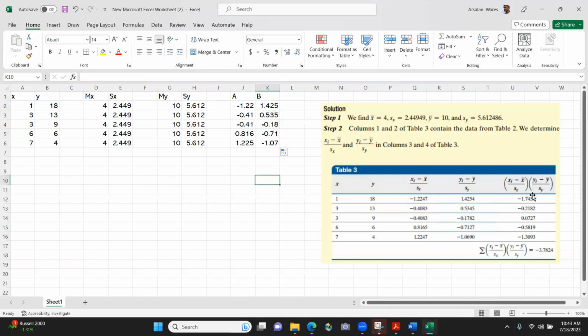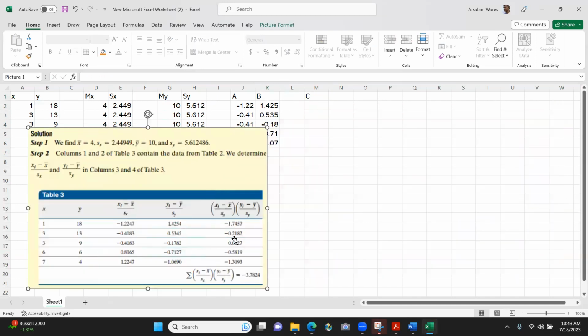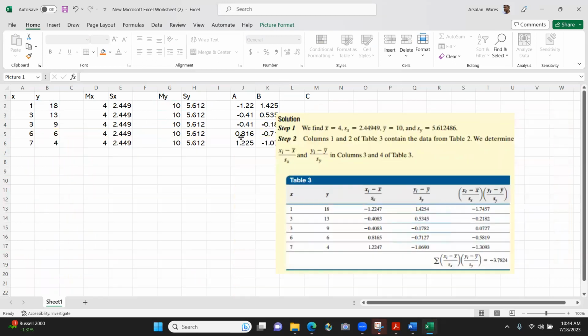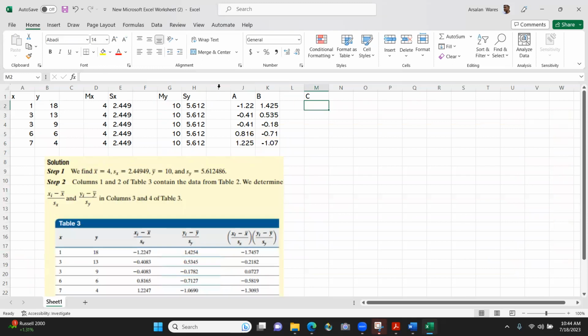Now, in the third column, let's call this column C, I will be multiplying column A and B. Now let's check. Did I get some of them right? Yeah, 1.224, 1.4. So far so good. I'm going to multiply these two, this times this. And yeah, we're getting it right. Not bad. I'm going to find the sum.